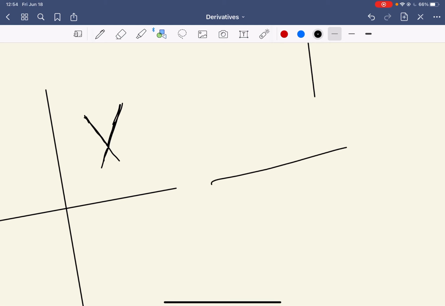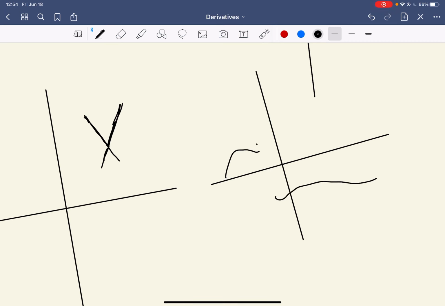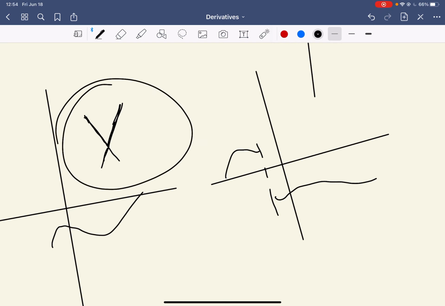We have another case where this curve is not continuous. So at this point, it is not differentiable either. If you know that a function is differentiable, it is most likely to be continuous. But if it is not continuous, just as at this point, it is not differentiable. And if it is continuous, it might still not be differentiable.